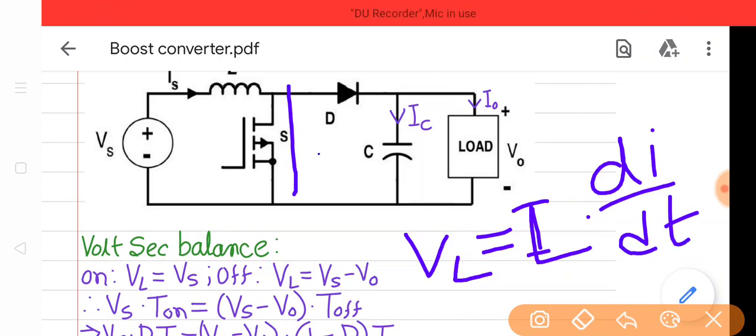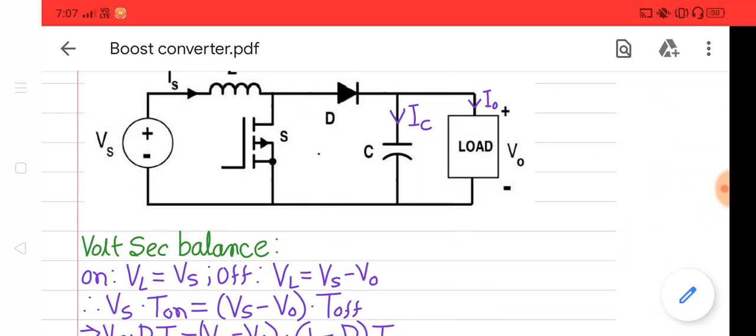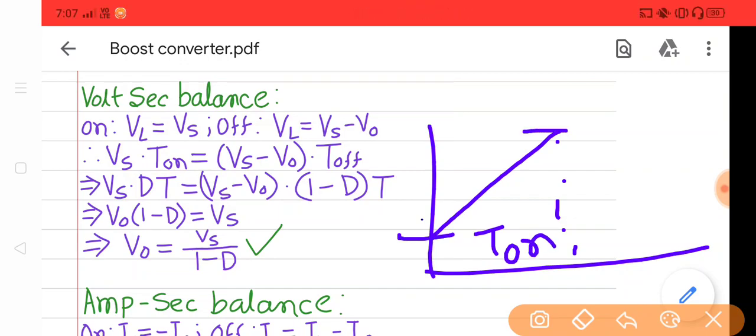When the switch is on, the voltage across the inductor equals Vs, the supply voltage. The change of inductor current, del IL, is the difference between maximum and minimum inductor current, and dt, the change of time, is T on. For the T on time the inductor current will reach from minimum to maximum, and the difference between maximum and minimum inductor current is del IL.